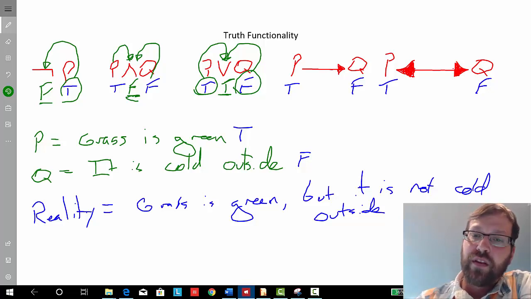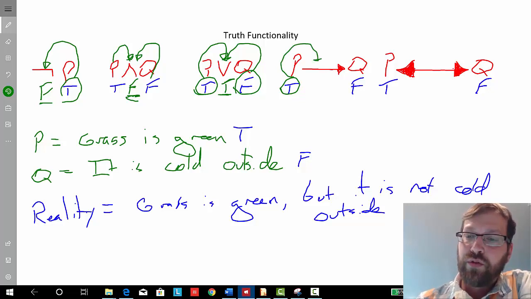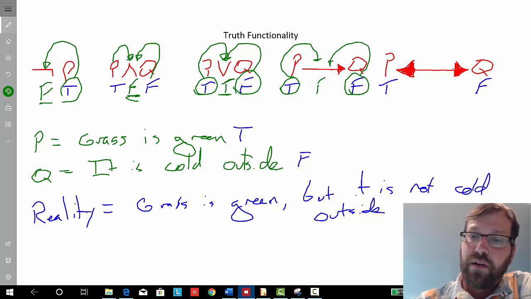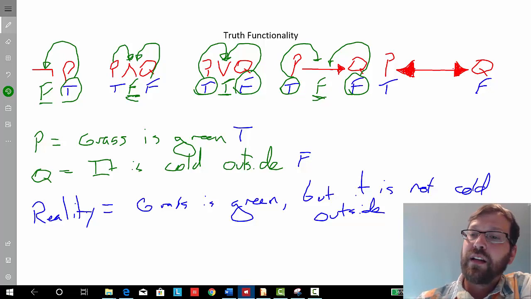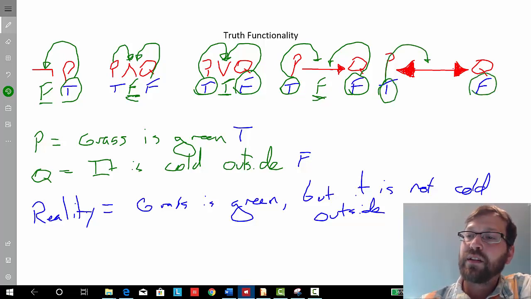For a material conditional, when the left side is inputted as true and the right side inputs false, it returns the truth value false. So our complex sentence in this case would be false. And our biconditional, when the left side inputs T and the right side inputs false, it returns the value false.